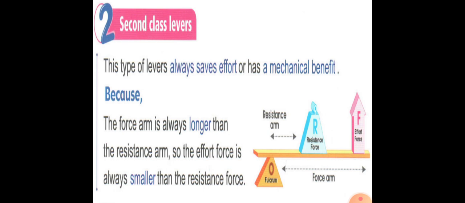Here, if you look at the drawing, we will find that the effort force arm is always longer than the resistance arm. Always. The force arm is longer than the resistance arm. So, the effort force is always smaller than the resistance force. So in the second class lever, this type of levers always conserves the effort or saves the effort or has the mechanical benefits. So all the examples of the second class levers, we will find that they conserve and save our efforts. Why? Because in this type of levers, the force arm is longer than the resistance arm, and so the effort force is smaller than the resistance force.